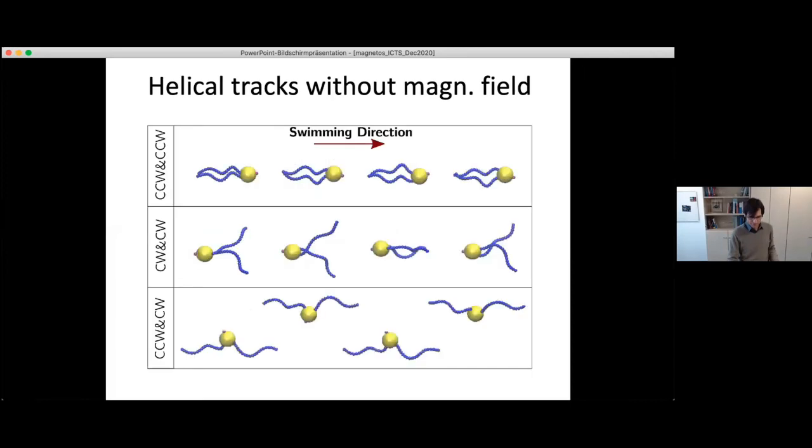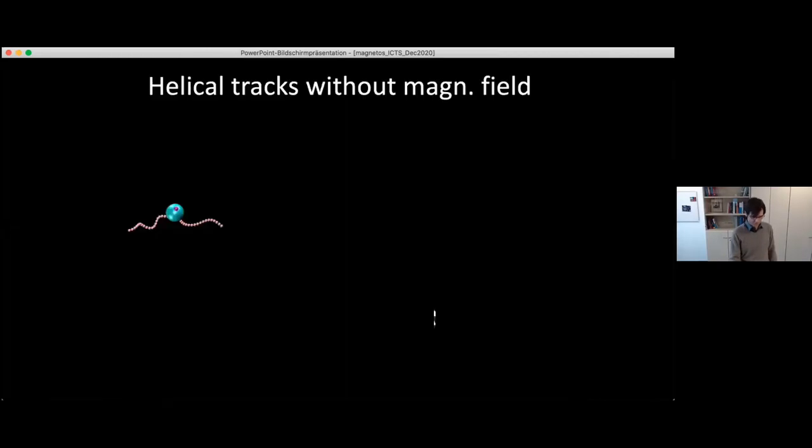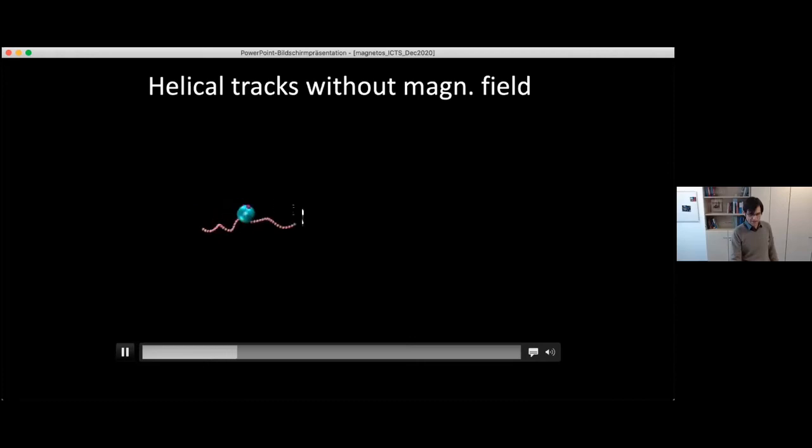Well, it turned out in the simulation, the one thing that can really generate these helical trajectories is if the 2 flagella rotate in opposite direction. In that case, the bacteria will swim like this. So 1 flagellum in the front, 1 in the back, and the cell body rotating around, and this gives rise to this helical trajectory. I'll show you this in the movie. So here it swims, 1 flagellum in the front, 1 in the back, and the cell body rotates around it and thereby makes this nice helical trajectory.